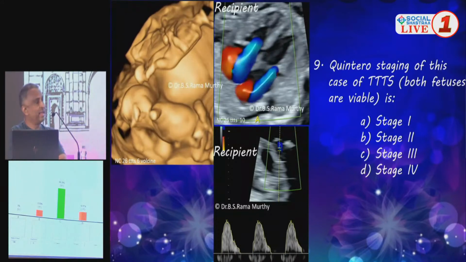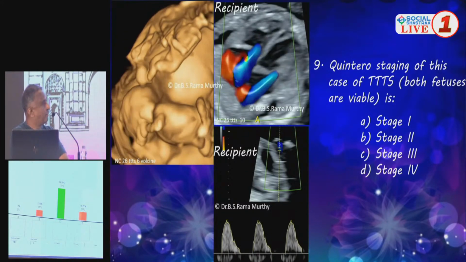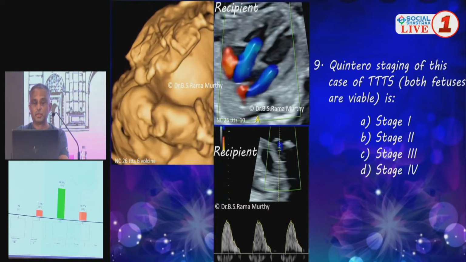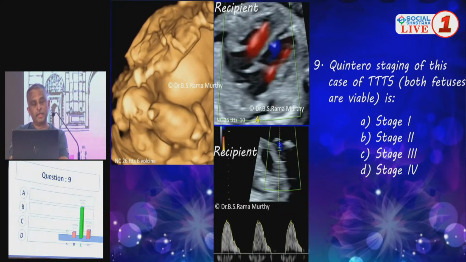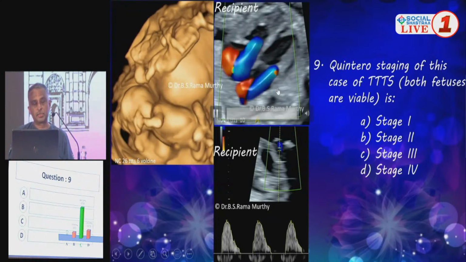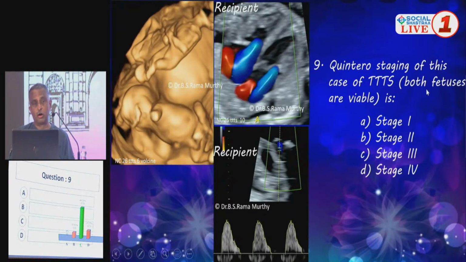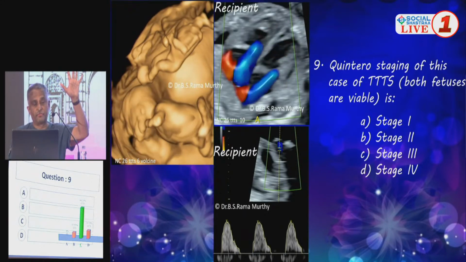So, stage 3, wonderful, 65, 66%, great. Now, why stage 3? Number one is both fetuses are alive. If one of them is dead and gone, it would be straight away stage 5.